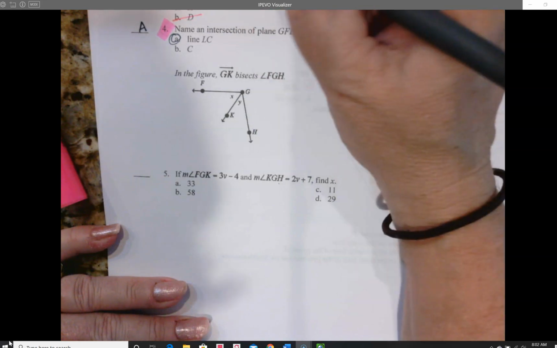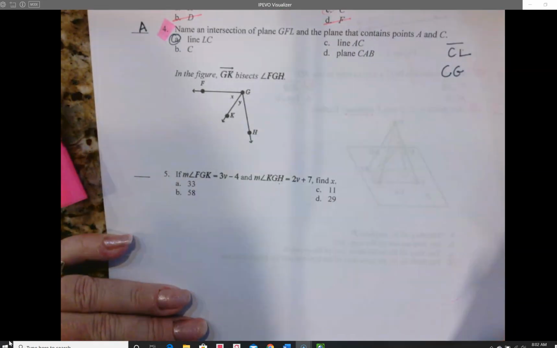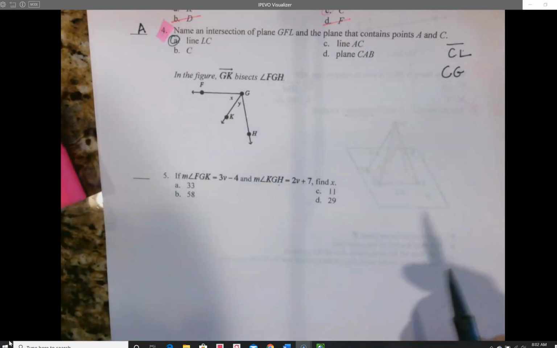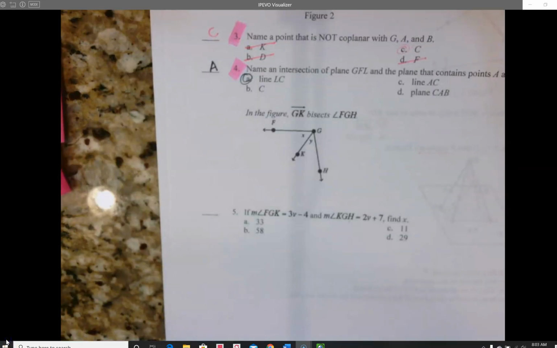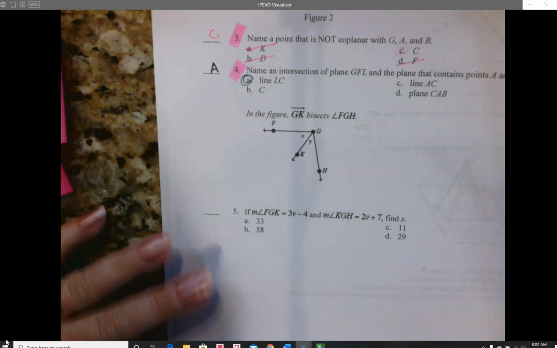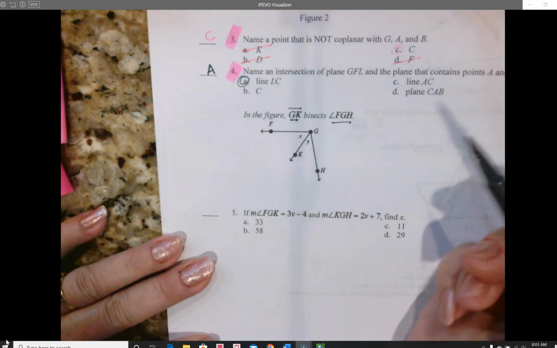G, K, and K. Where is H? I don't know, I'm going to have to pause it and take a look at my master copy. I've written too much on this one. Okay, so I was looking at the wrong diagram. I've got GK bisects FGH.